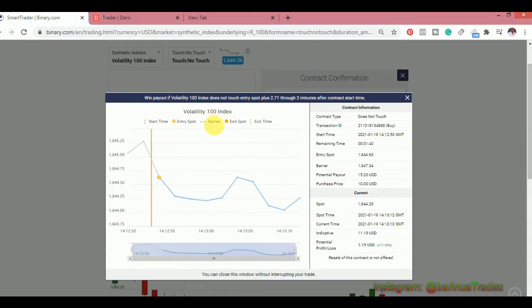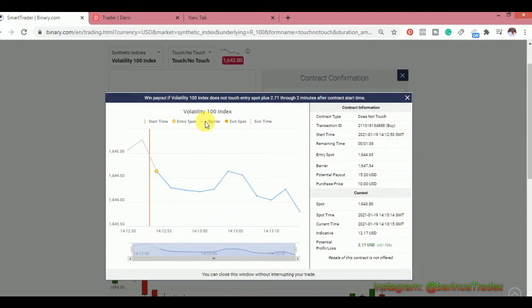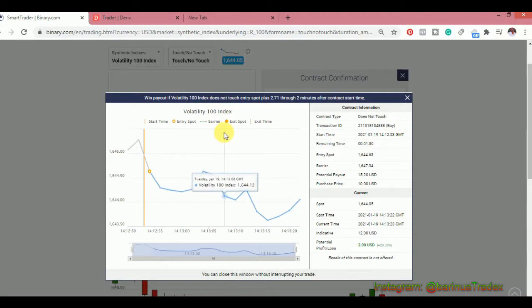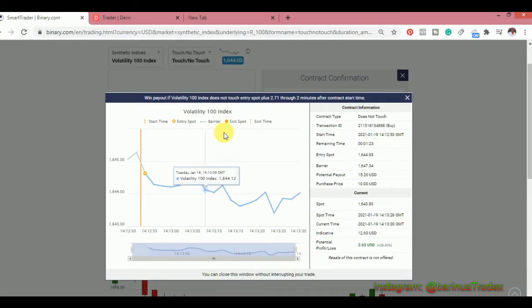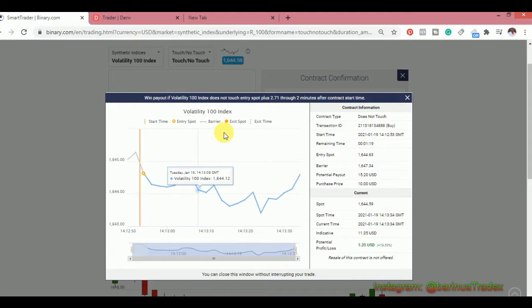So this barrier offset is just a point that separates your win from your loss, the point where your prediction starts, and it's the point that decides whether you're going to win the trade or you're going to lose the trade. So if your decision was above the barrier and then it is above, then it's a win. If it was below the barrier and it's below, then it's a loss. So just take note of that.